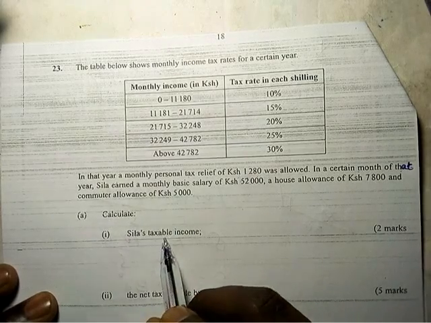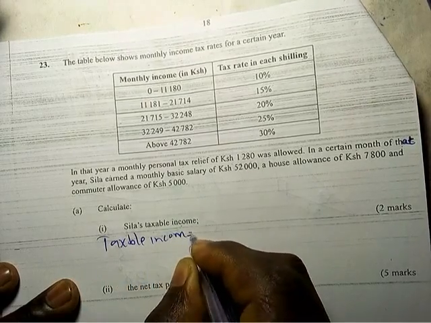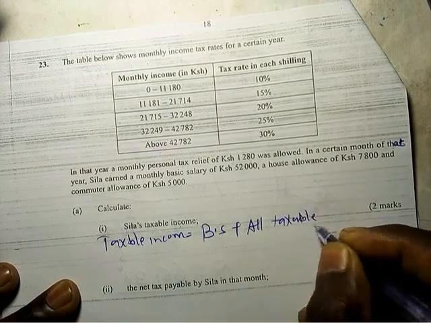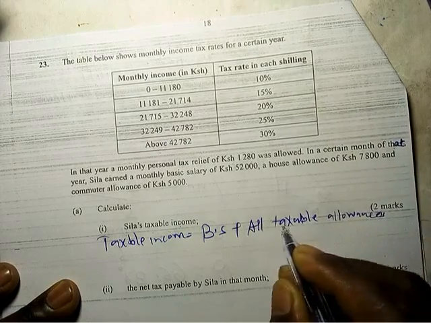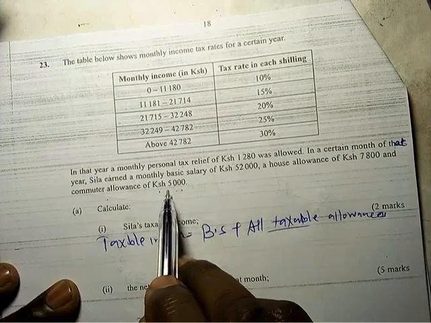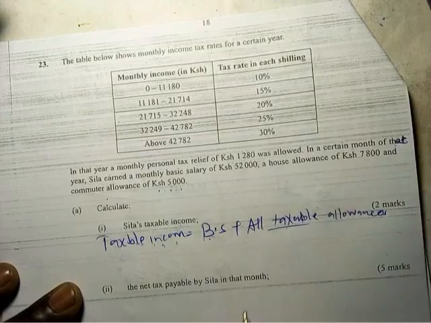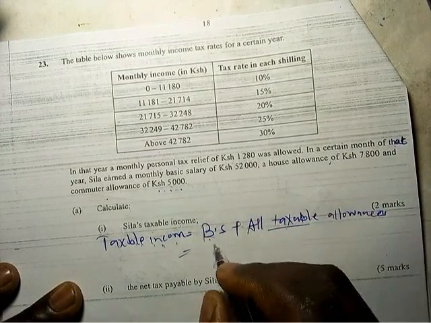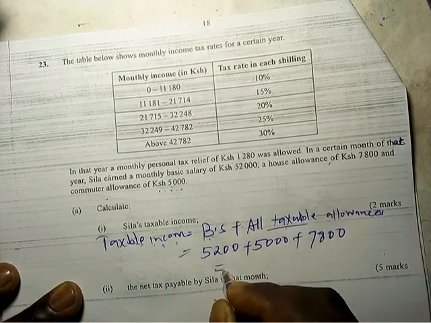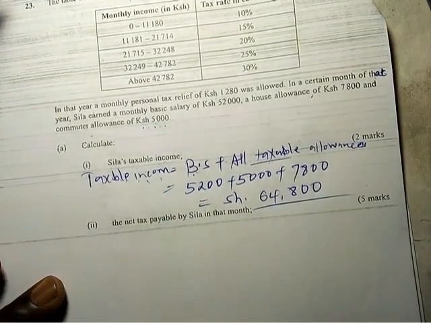Calculate Sarah's taxable income. So taxable income, remember, equals basic salary plus all taxable allowances. I have written taxable allowances because sometimes you are told the commuter allowance is not taxable. If it is not taxable, you don't include it here for taxable income. That is why I have put that. Here we have not been told anything, so it is taxable. So we will just add 52,000 plus 5,000 plus 7,800. That will give us Kenya shillings 64,800. So that is the taxable income for Sarah.